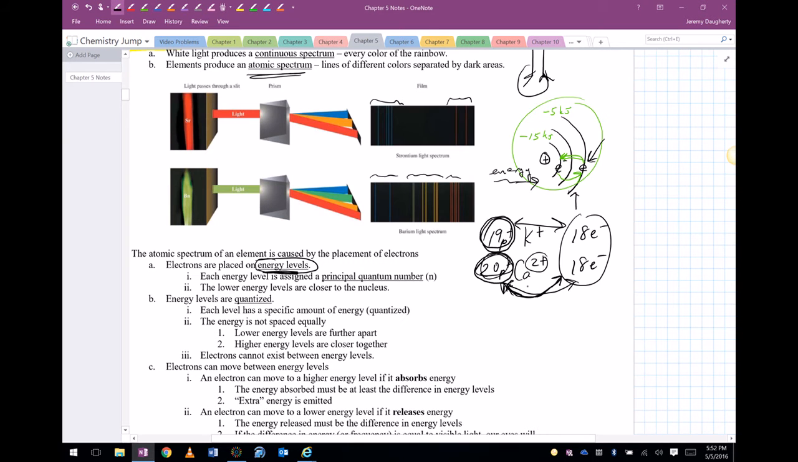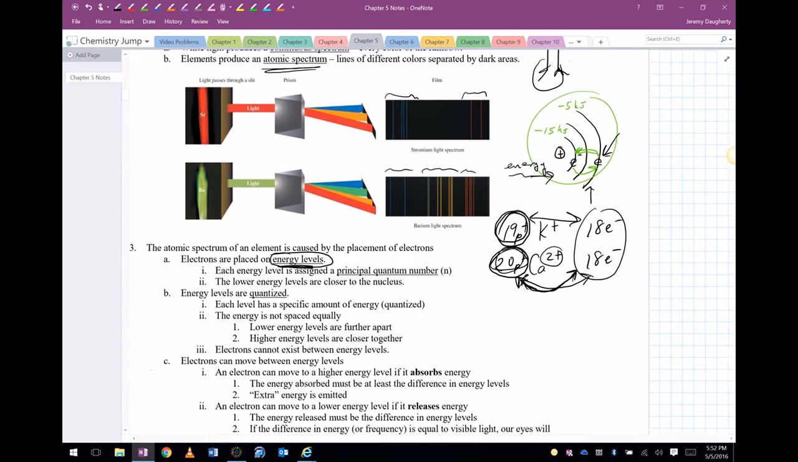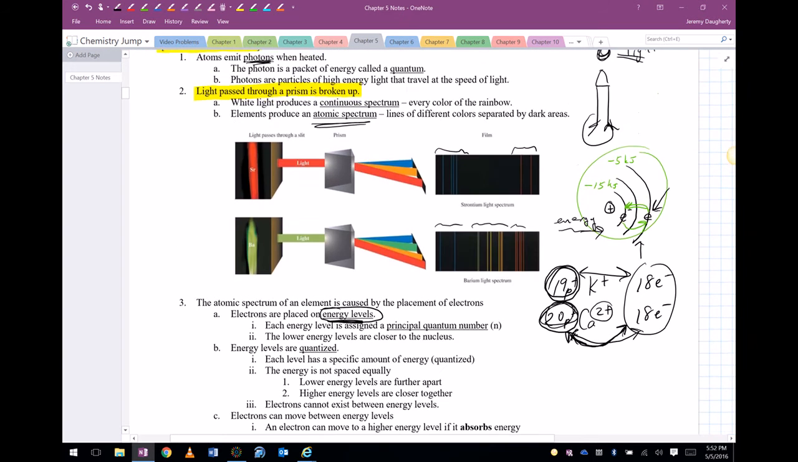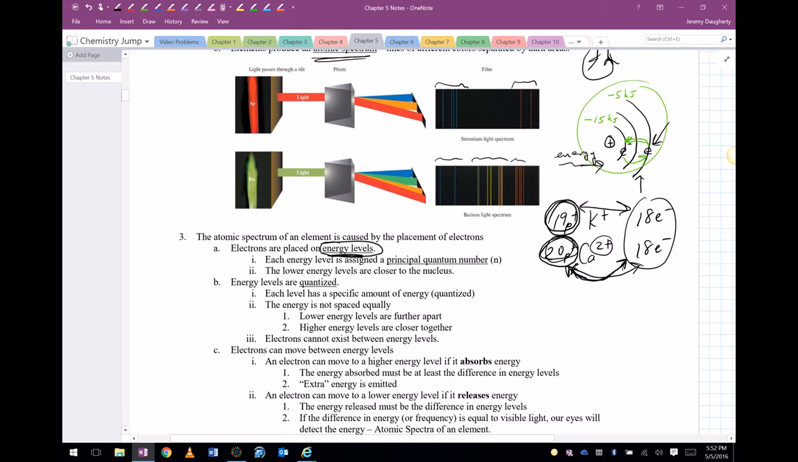We can talk more about this during the lab if you'd like, or post some questions on the discussion board. All right? So what they came up with is this idea that these energy levels are all quantized. And to be quantized means that they have a defined amount of energy.